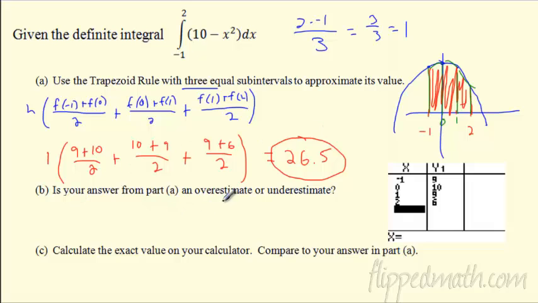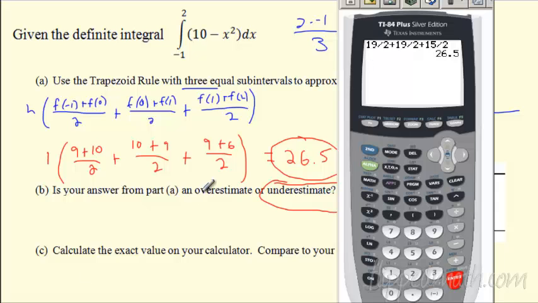Is this an over or underestimate of it? Oh, it's part B. Well, since it's concave down, this should be an underestimate. Let's find the calculator and get the exact value here. So I can go to math number 9, and I'm going to evaluate the integral from -1 to 2 of my function 10 minus x squared with respect to x. Boom. 27. So the calculator says 27.